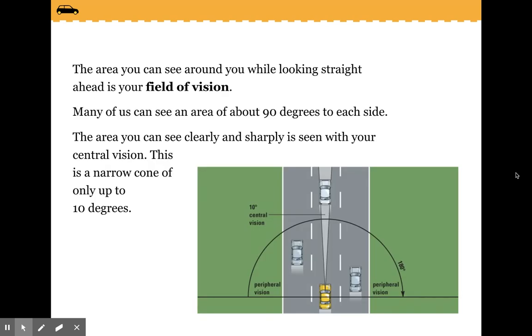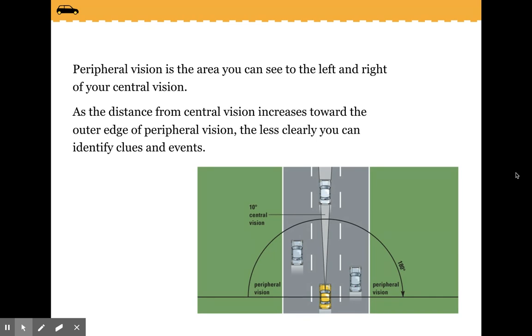The area you can see around while looking straight ahead is your field of vision. Many of us can see an area of about 90 degrees on each side. The area you can see clearly and sharply is seen with your central vision. This is a narrow cone of up to only about 10 degrees. Peripheral vision is the area you can see to the left and right of your central vision. As the distance from central vision increases toward the outer edge of peripheral vision, the less clearly you can identify clues and events.